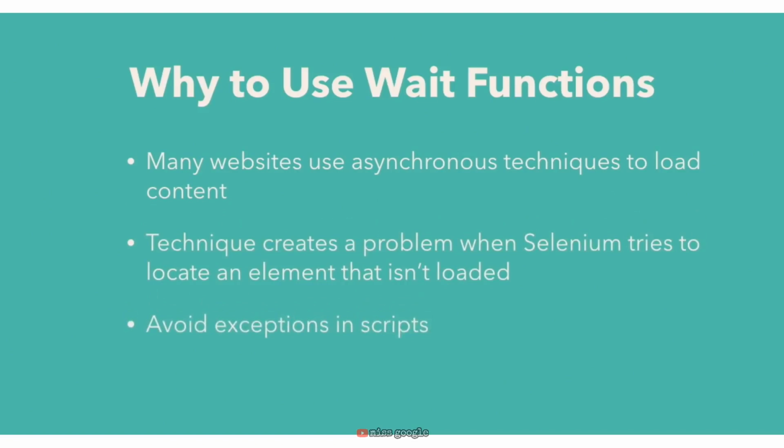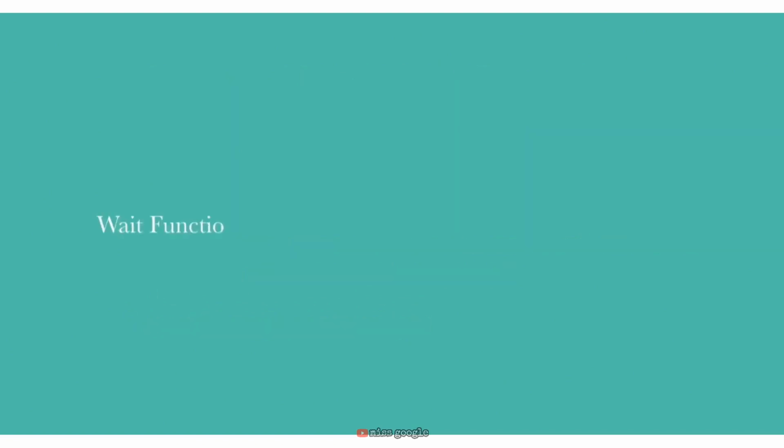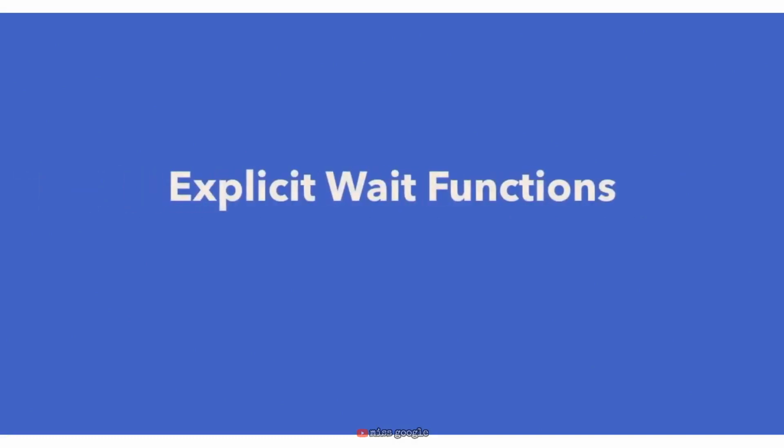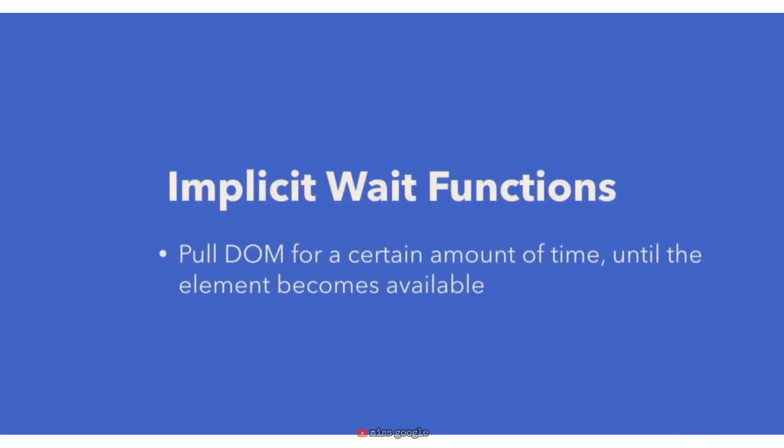And this transitions us into why we need wait functions. Wait functions can add crucial time intervals in between actions performed, thus allowing the WebDriver to wait until an element is loaded before it interacts with it. Selenium offers two types of waits, explicit and implicit. Explicit waits, when paired with a condition, will wait until that condition is satisfied before executing. On the other hand, implicit waits will instead try to poll the DOM for a certain amount of time until the element is available. Great, so now you know some context about wait functions. It's time to show you them in action.